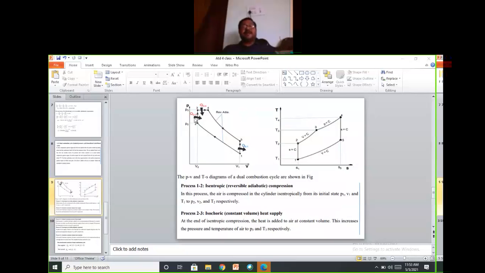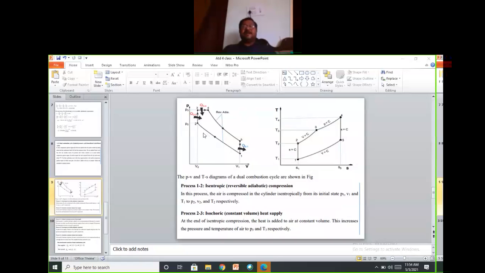Some part of the heat is supplied at 2 to 3, which is constant volume, and some part of the heat is supplied at 3 to 4, which is constant pressure. The equation used is Q equal to m Cp delta T. Here it is m Cv (T3 minus T2) and m Cp (T4 minus T3), higher temperature minus lower temperature.